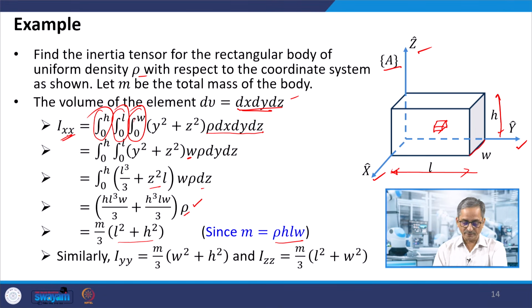In the case of Ixx, I do not get the parameter which is in the x direction, that is, I do not have w here, and I have the other two parameters squared and added up. So, based on this logic I can get Iyy, that is m by 3 times w square plus h square, and Izz is m by 3 times L square plus w square.